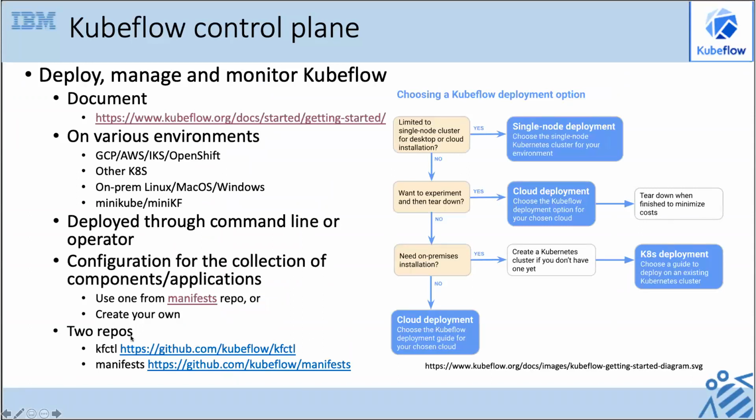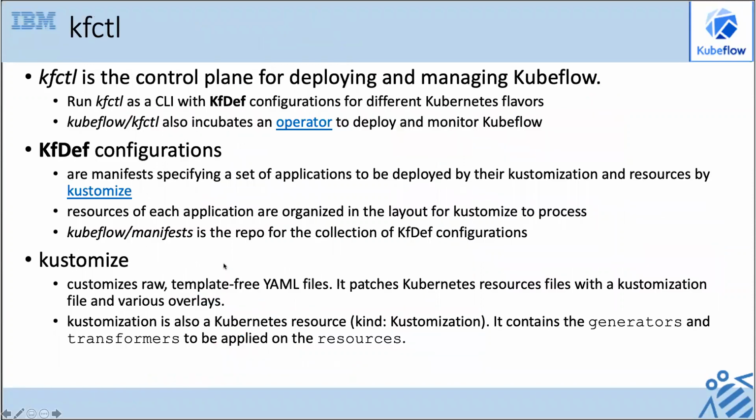So as I said, there are two repos mainly for the control plane. One is Kubeflow and the other is manifests. And we'll go through both of these, right? So we talk about Kubeflow first. Kubeflow basically is the control plane for deploying and managing Kubeflow. So you can run Kubeflow as a command line, with the Kubeflow configurations for different Kubernetes flavors and different configurations of the applications, right?